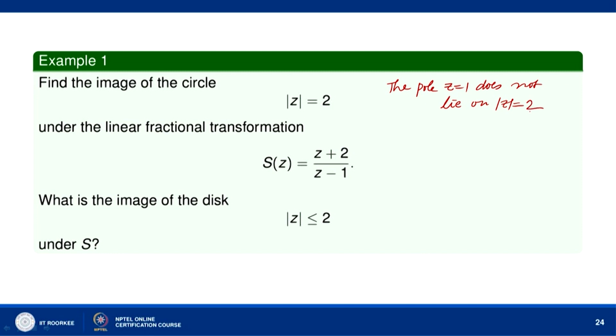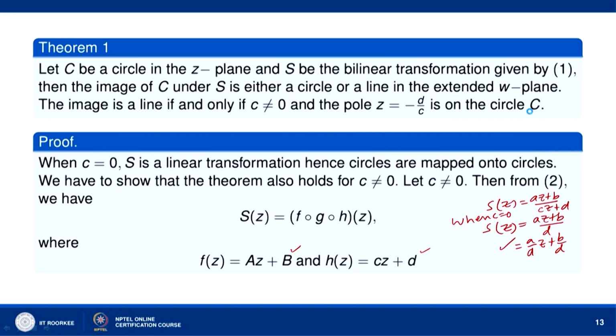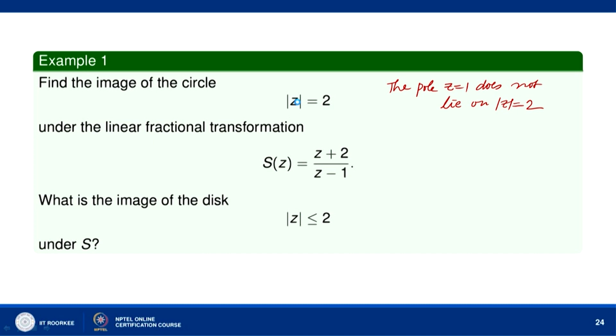So, what does the theorem say? The theorem says: let C be a circle in the z plane, here the circle |z| = 2, and S be a bilinear transformation. Then the image of C under S is either a circle or a line in the extended W plane. The image is a line if and only if c is non-zero and the pole, minus d by c, is on the circle. Here the pole is not on the circle, therefore the image is not a line; the image of the circle is a circle. So, we notice from the theorem that the image of |z| = 2 is a circle.